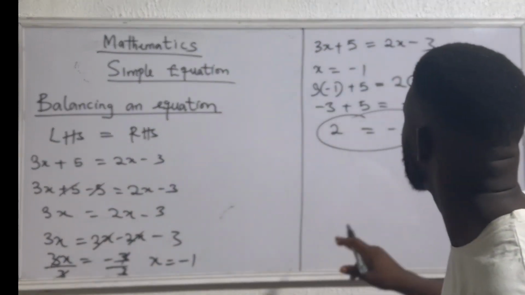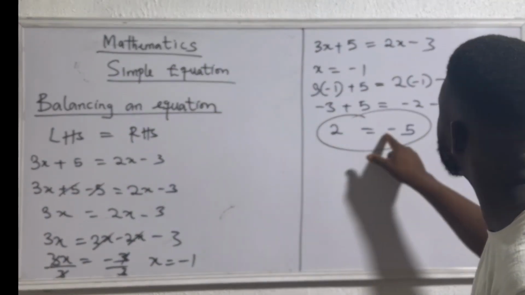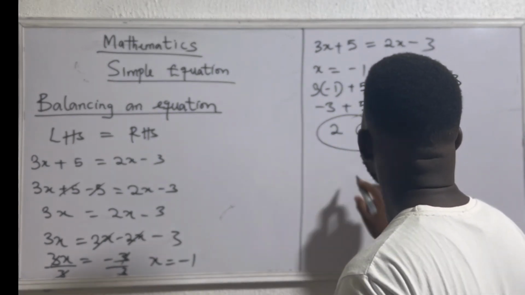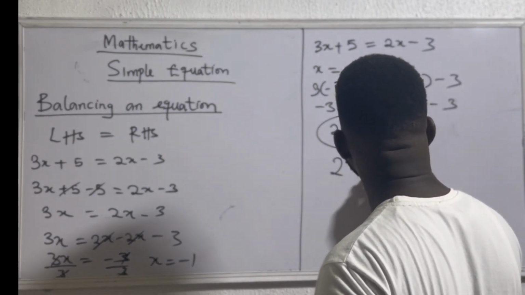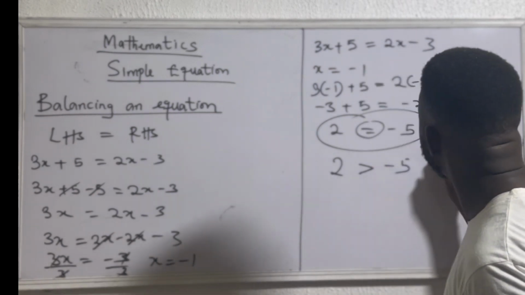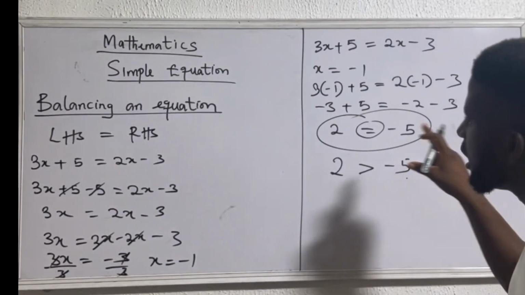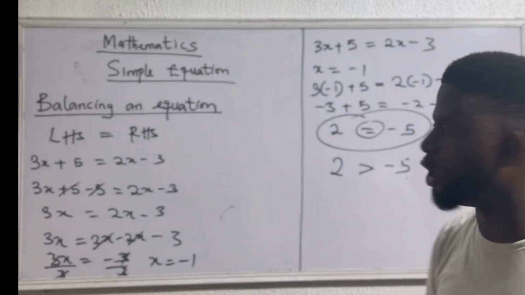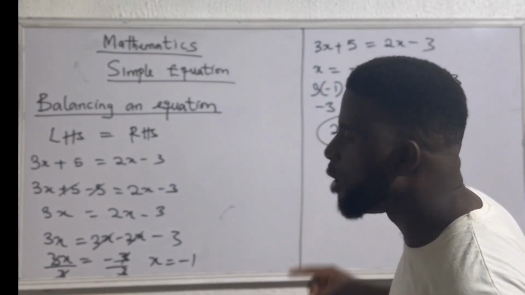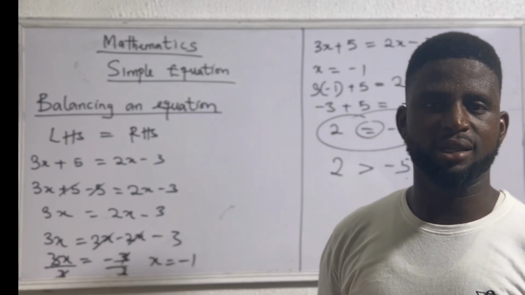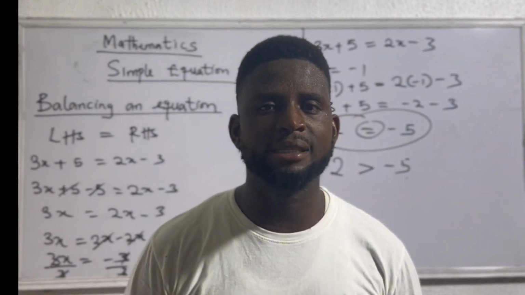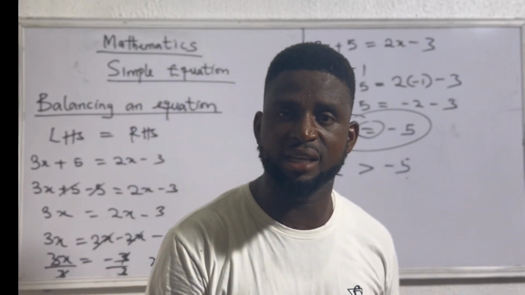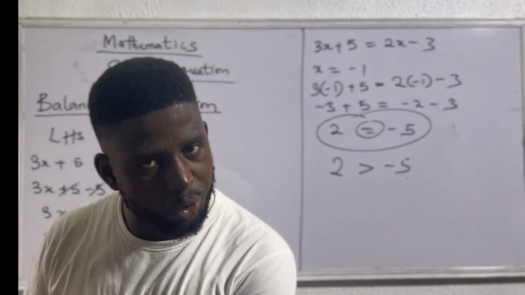If you look at it, you realize that the equation is not balanced, because we can't use this equal to, because 2 is actually greater than minus 5. It becomes inequality, not equation, right? If it must be an equation, the left hand side must be the same as the right hand side. That goes to say that an equation remains balanced if what is done on the left hand side is also done to the right hand side.